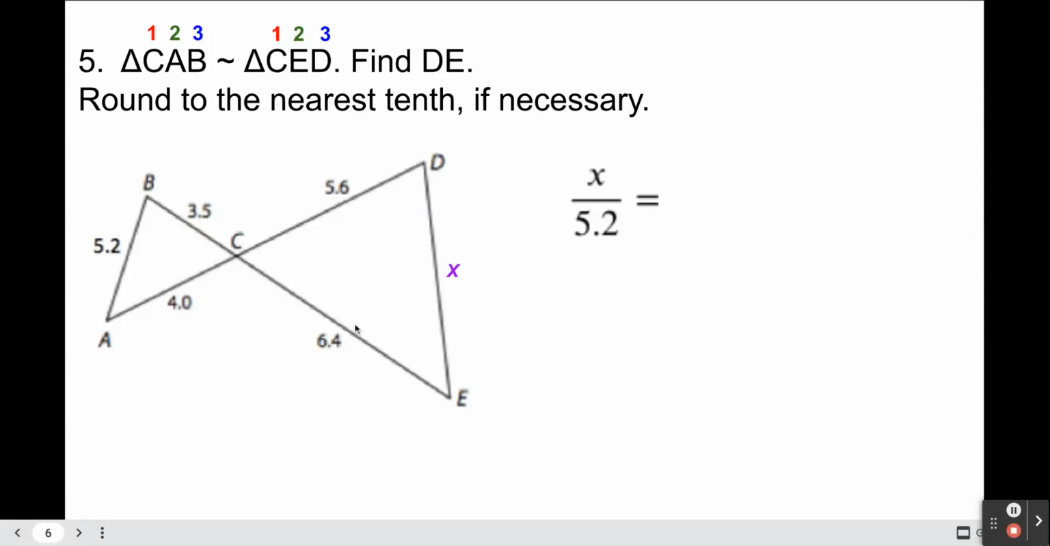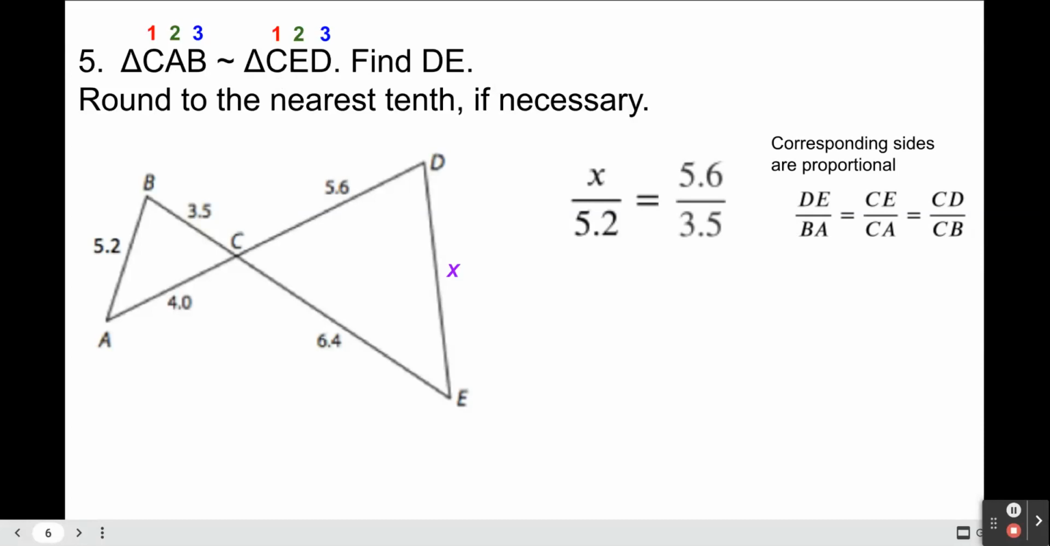Also use common sense. Notice in this right triangle, 5.6 is the shorter side of the triangle when you compare it to 6.4. So you're going to come over here and compare it with the shorter side of this triangle. So use common sense too, that long sides will go with long sides and short sides will go with short sides. But always using the similarity statement will help you get those corresponding sides. I chose the CD with CB, the 5.6 with the 3.5.